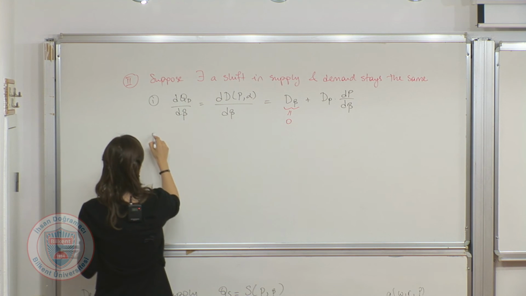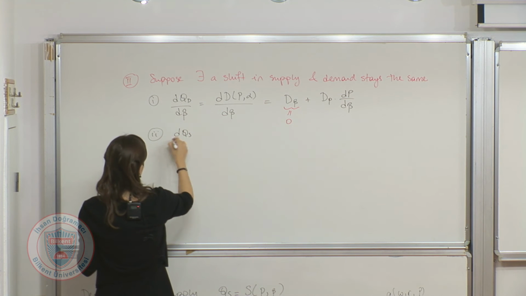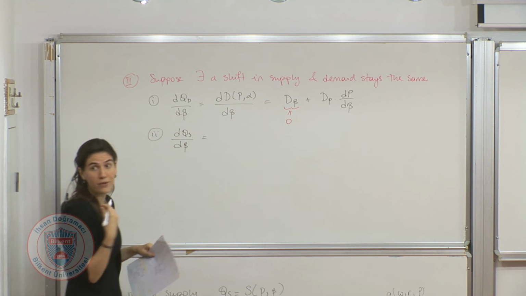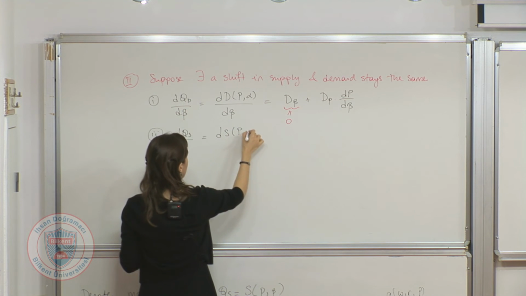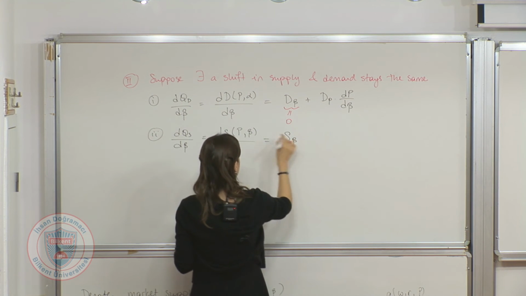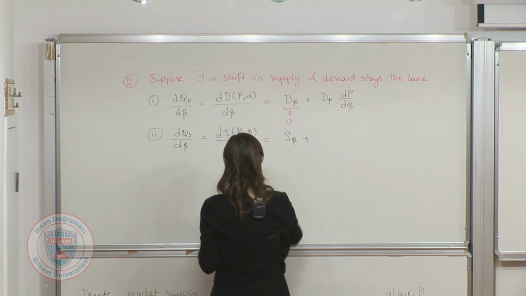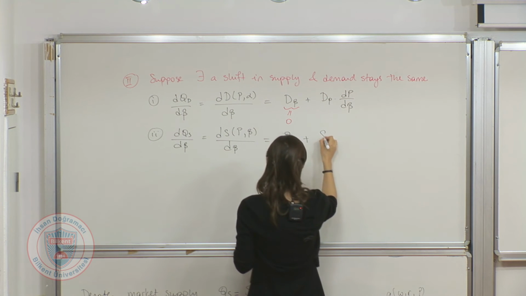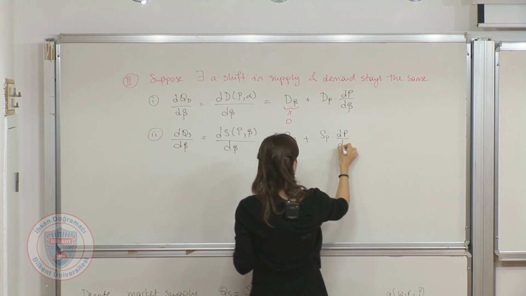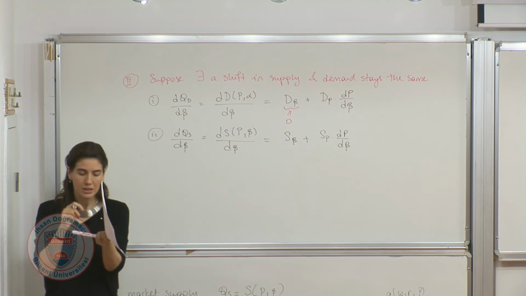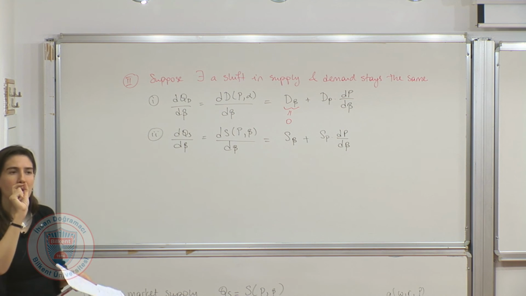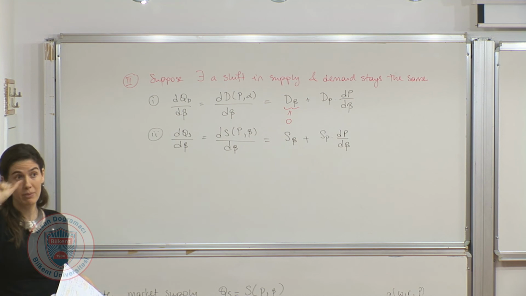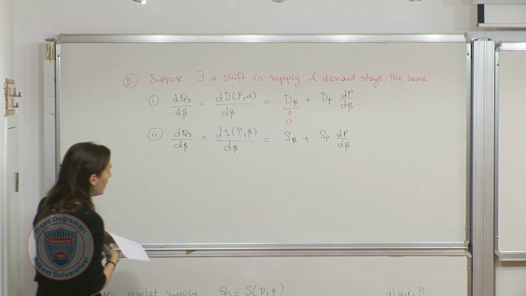But now, if you do this for the market supply function, then the story would be different. This is dP d beta. This time, this is going to be dQs d beta, plus dQs dP, dP d beta, right? It's going to shift the supply curve. We know it's going to shift the supply curve. Also, we might be moving along the supply curve because the equilibrium price is going to change, okay?